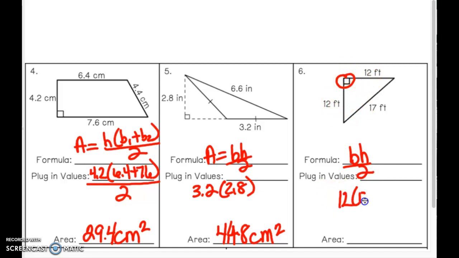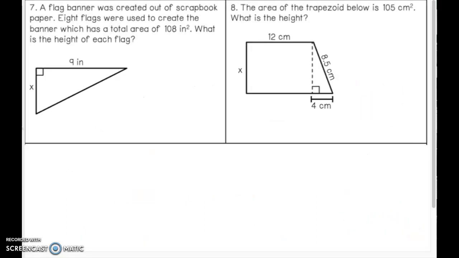12 times 12 divided by 2. And it is 144 divided by 2, which is 72. And this is feet squared. Don't forget your units.